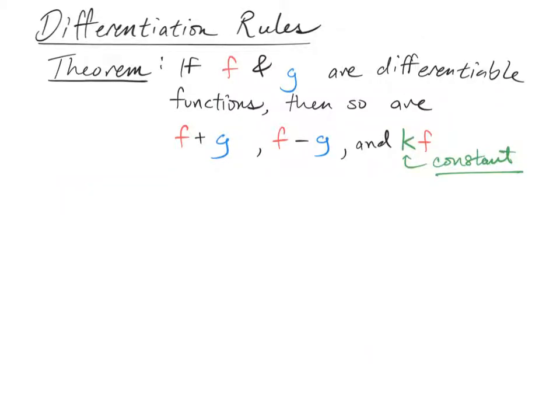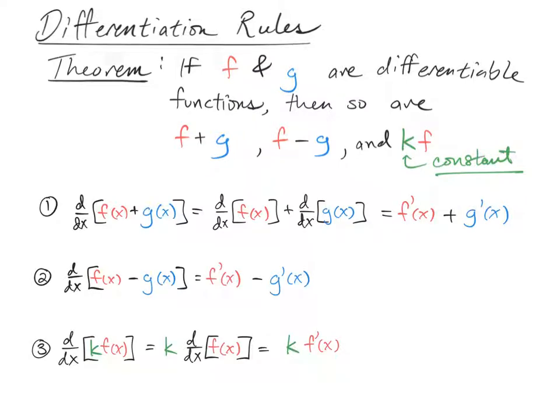Differentiation rules. The first set of rules get summed up in a theorem. If f and g are differentiable functions, then so are f plus g, f minus g, and k times f, where k is some constant. This is good information, but without knowing what the derivatives look like, this is not very helpful. The derivatives are as follows.